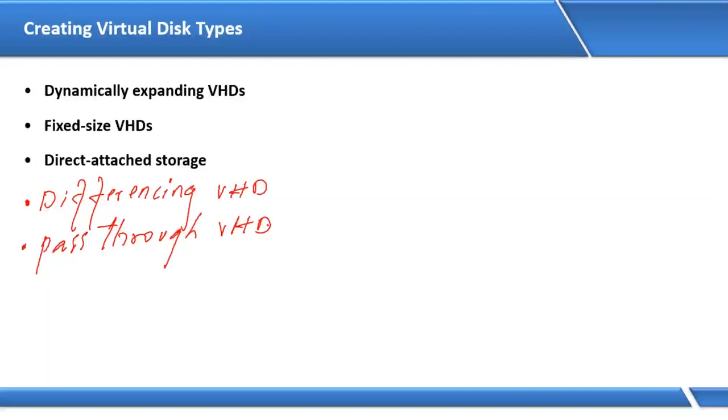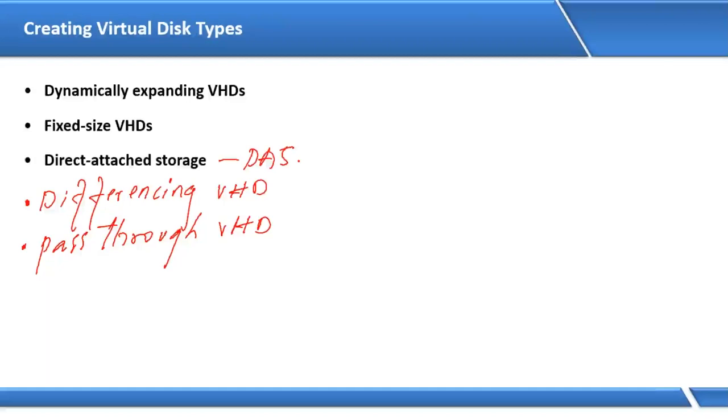It's done, finished. So we have types of virtual hard disk. One is called dynamically expanding VHD, one is called fixed size VHD, one is called direct attached storage, and this direct attached storage in short is also called DAS. So whenever you find this name DAS, you have to say direct attached storage. Then we have one more that is called differencing VHD, and one more that is called pass through VHD here. So I will start with direct attached storage here.